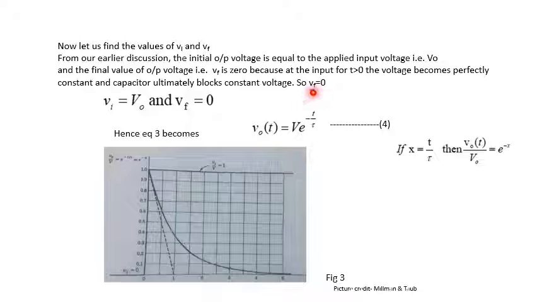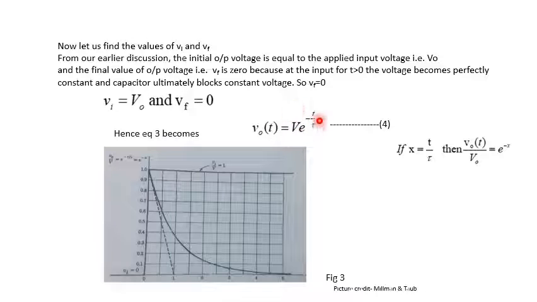Hence at t equal to 0 it is V naught, but finally the role of capacitor comes into play, and the capacitor blocks the constant voltage which is being applied. Therefore the final output voltage will be 0. Therefore Vi is equal to V naught and Vf is equal to 0. Therefore the general expression for the output voltage is equal to V naught into e raised to the power minus t upon tau.